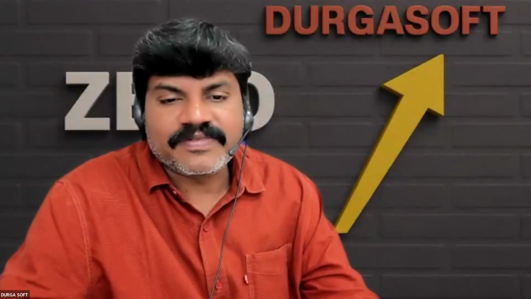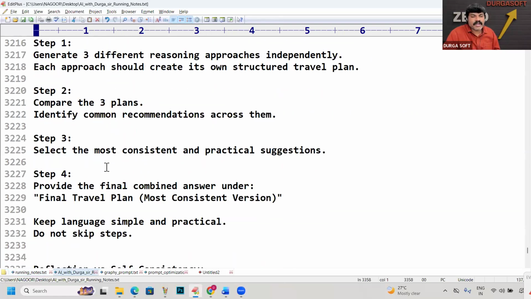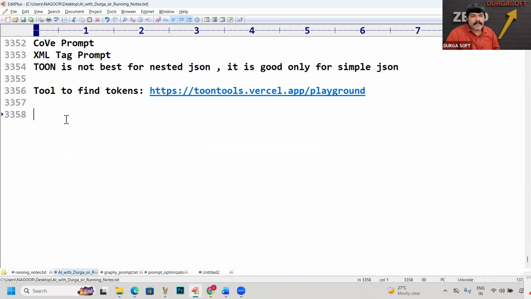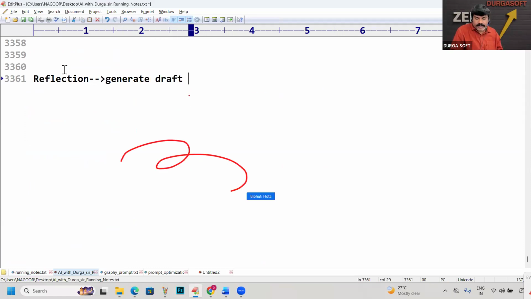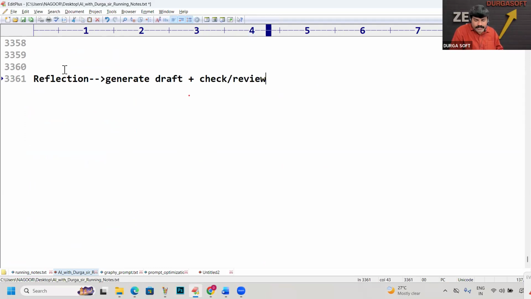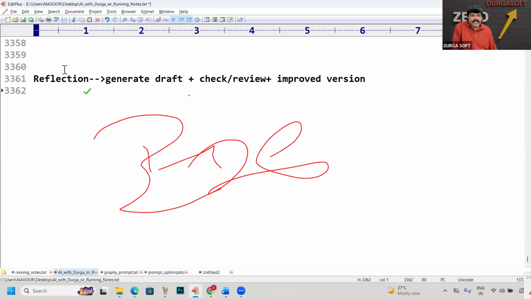In the case of reflection prompt, what happens is, observe that. Reflection: generate a draft, plus check, improve, check or review, and then provide an improved version. Correct, right? Respond. Provide an improved version. Yes, sir. This is our reflection.